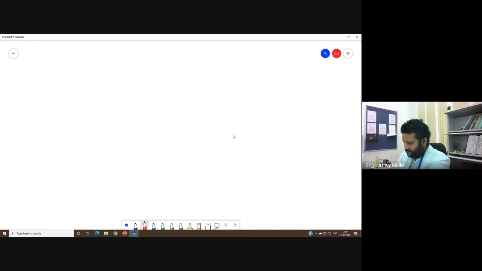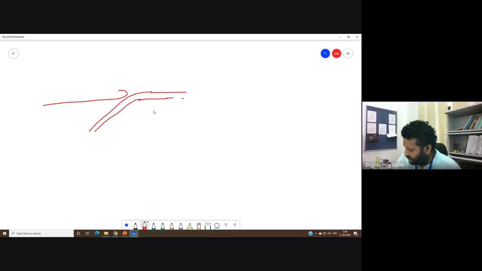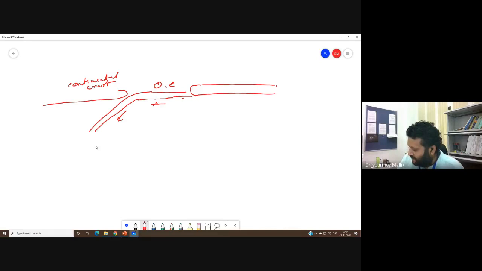Suppose here is my continental plate, and here is my oceanic plate, right? And suppose this is moving this side, and this is being submerged beneath this continental crust. Continental crust. Oceanic crust. And of course, there will be another continental crust here, right? You know, the ocean will not be everywhere, right? So now, there will be a time when this part will be consumed.